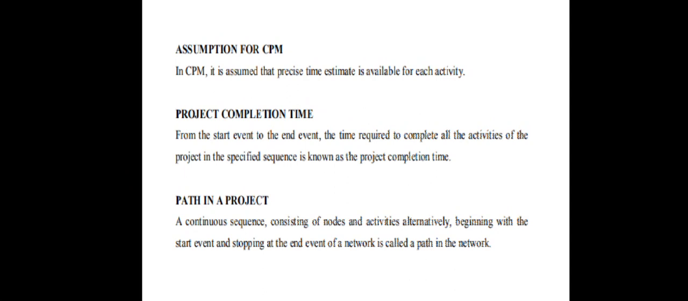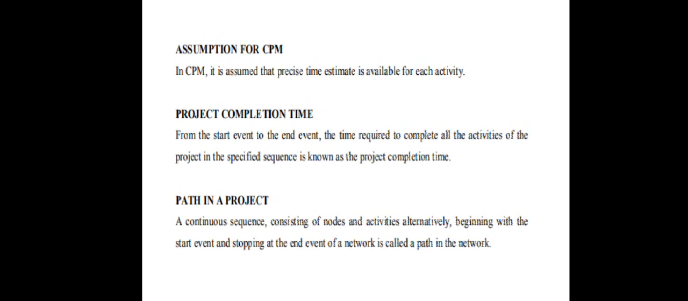Now let us look into the assumptions for the critical path method. In this method, it is assumed that a precise time estimate is available for each activity. So a clear time estimate will be available for each activity. This is the assumption. Regarding project completion time, the time required to complete all the activities of the project in the specified sequence, from the start event to the end event, is known as the project completion time.